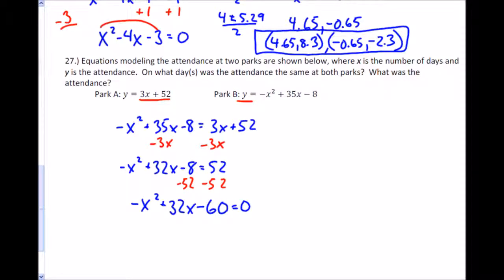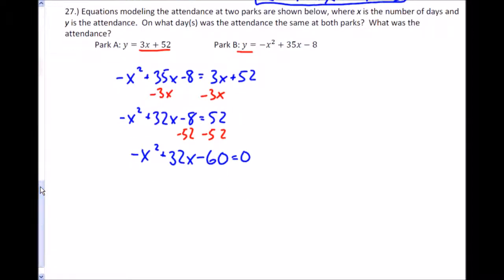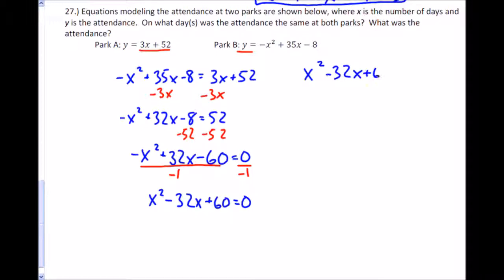And then from here, if I want to check to see if this thing's going to factor first, I'm going to want to divide everything by a negative 1. I don't like to deal with negative a values. So that's going to give me an x squared minus 32x plus 60. Okay, and what I'll do is I'll take this off to the side and I will try to solve it. I'll try factoring. If factoring doesn't work, then I'll go to something like completing the square or the quadratic formula. I build a bridge. That's a positive 60. The two magic numbers are a negative 30 and a negative 2, so this one is going to factor.